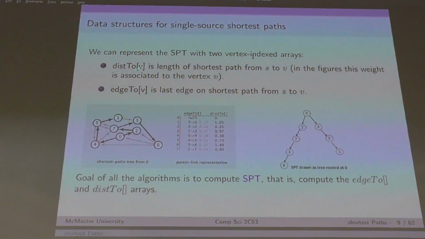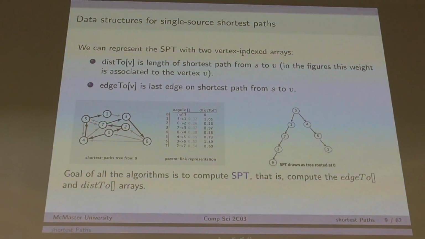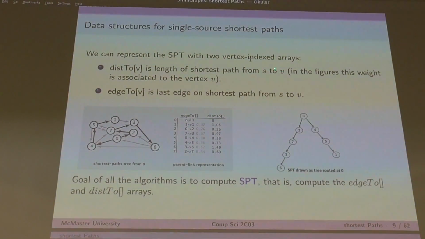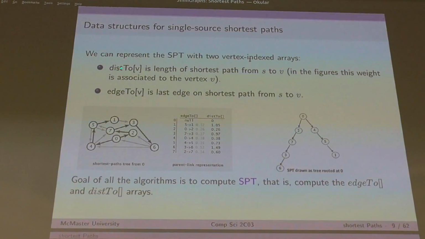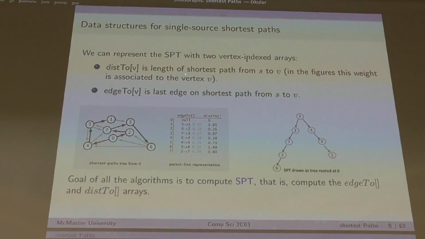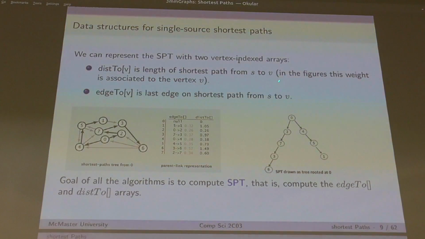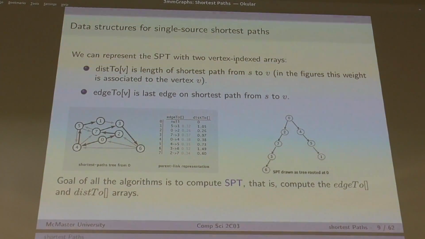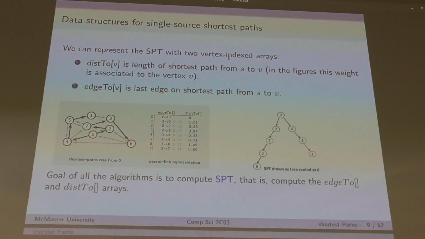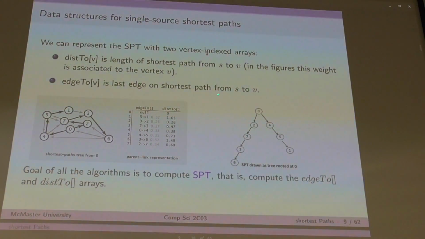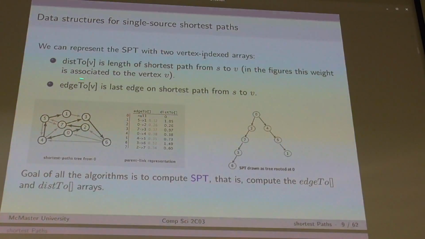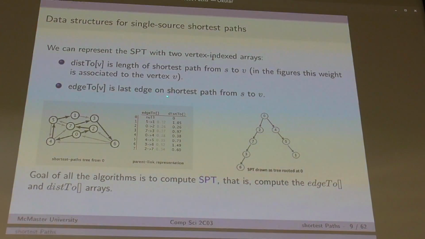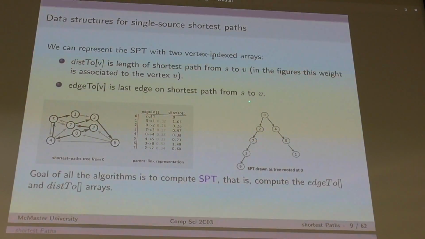So, we can represent the shortest path tree with two vertex index arrays. Number one, distance to, is the length of the shortest path from S to V, where V is the particular vertex that we are dealing with. So any vertex in the graph can be V. In the figures, this weight is associated to the vertex V. Edge to is the last edge on the shortest path from S to V.